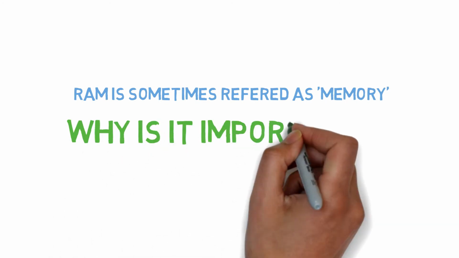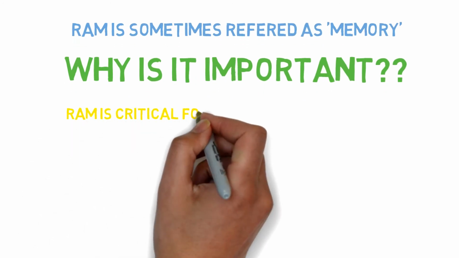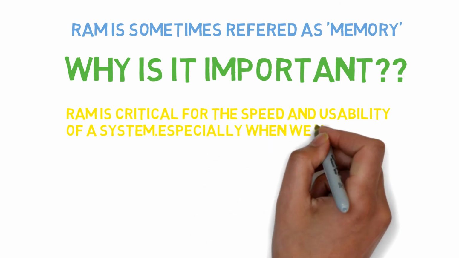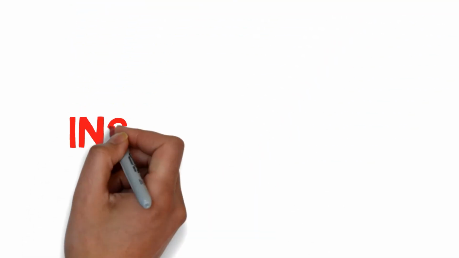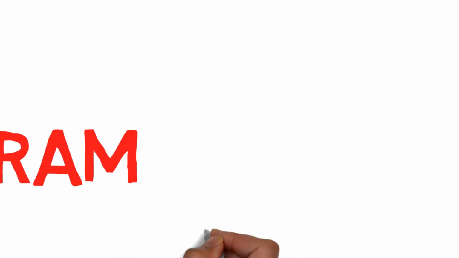Why is it important for our computer? What is the difference it makes? RAM is critical for the speed and usability of a system, especially when we have a much slower hard disk. An increase in RAM really increases your PC speed.